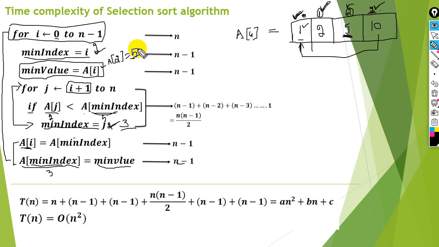If it is 5, then below this part, J value, but I is 2, so J is equal to 2 plus 1 is equal to 3. So J, I index will be 3, so now if J is 3.